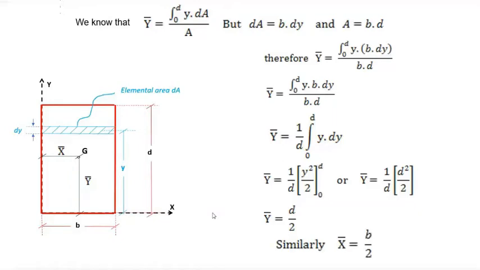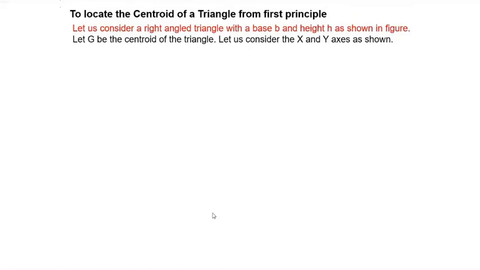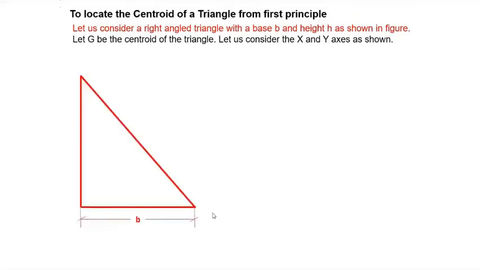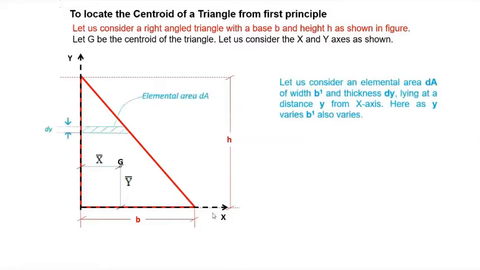That's nothing but the centroid of a triangle from first principle. Now let us consider a triangle of width b and height h. Let G be the centroid. Let us consider x and y axes as shown in the figure, the bottommost line and the leftmost line. Here also the same principle applies. You should consider a small elemental area of thickness dy, and the width will be b dash, or b1, whatever.